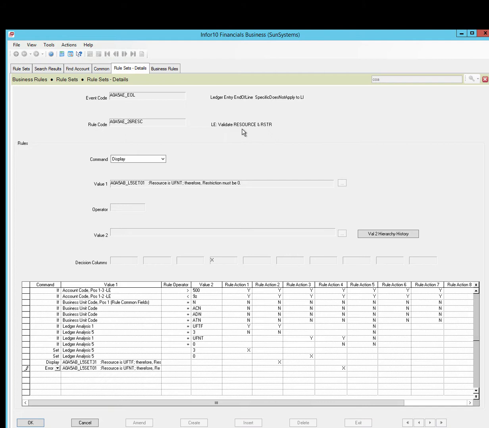We're using a business rule where the event is the end of the line, a ledger entry line, end of line. So whenever they're posting a new line, these rules are kicking into place. This rule set is called validate resource and restriction. When Carl created it, he just named it that and hooked it to the end of line event.